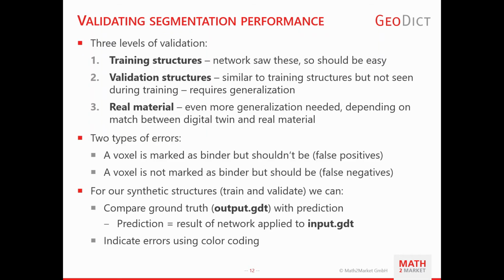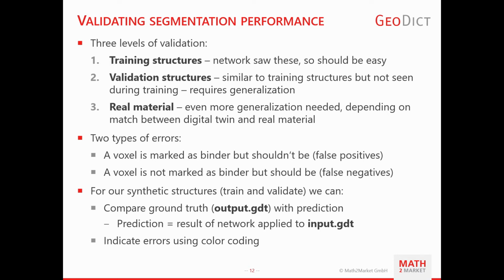Now that we have trained our neural network, we need to think about how we can validate its segmentation performance. There are basically three levels of validation that you can do. In the first step, you can perform the validation on the training structures. As I mentioned earlier, the network saw these training structures and it was actively optimized on these training structures during the training. So this should usually be the easiest task for the network.